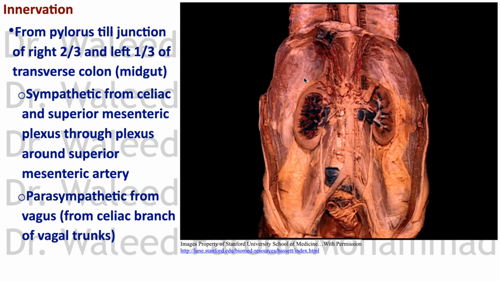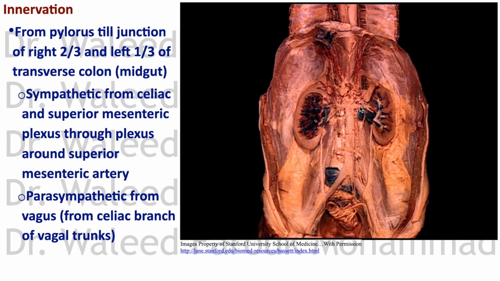And how it reaches there, of course, remember the vagal trunks, they send a celiac branch. A celiac branch passes through the celiac ganglia without relay, intermingles with the aortic plexus, and is distributed along the plexus around the superior mesenteric artery to the areas supplied by the artery. And the superior mesenteric effect goes till the junction of the right 2/3 and left 1/3, where the hindgut begins. The superior mesenteric is the artery of the midgut. The inferior mesenteric is the artery of the hindgut.